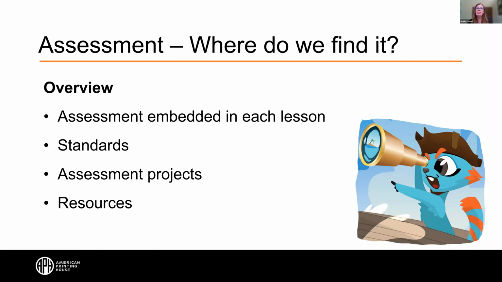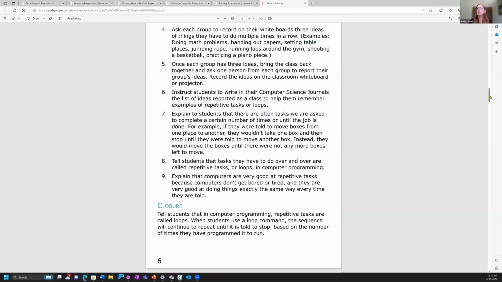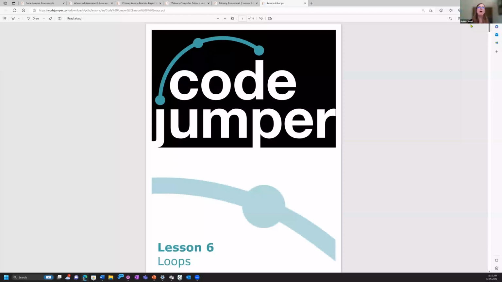So we have assessment embedded in each lesson. We have the CSTA standards also listed that they correlate to. We have assessment projects, and then we also have resources for you to take away and use to help you figure out exactly what it is you want to do. So I think I'm going to open up the Code Jumper lesson to start with and just do an overview of what this looks like. Starting from the top, I have open a PDF version of lesson 6, which is all about loops.